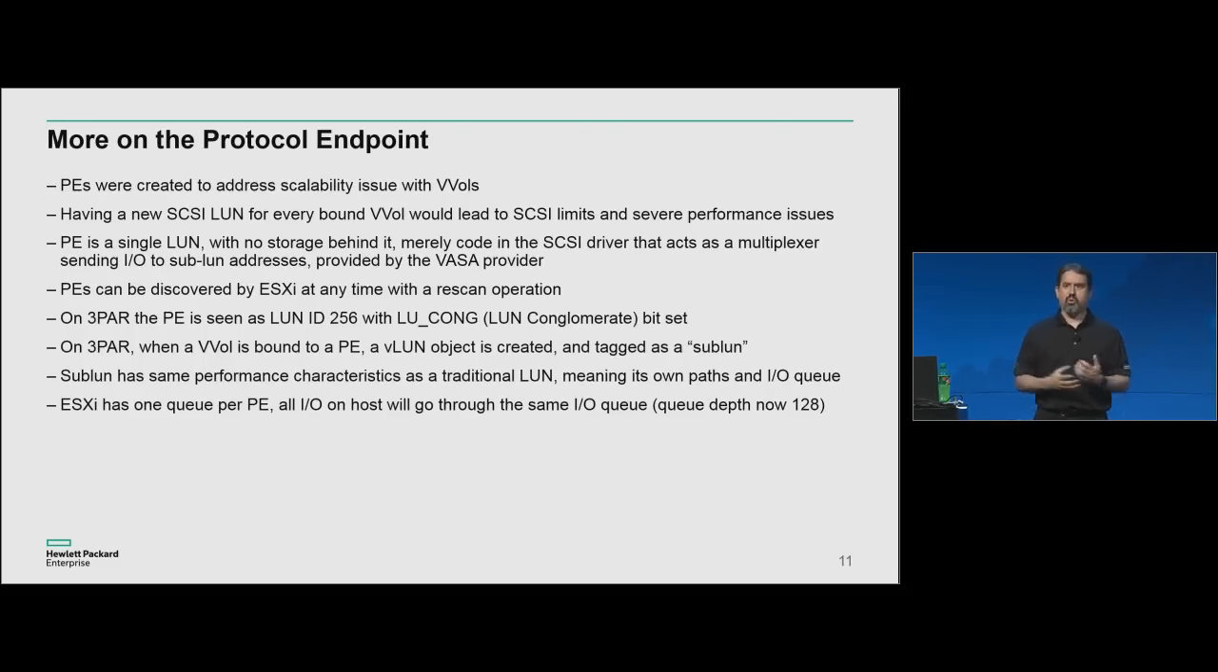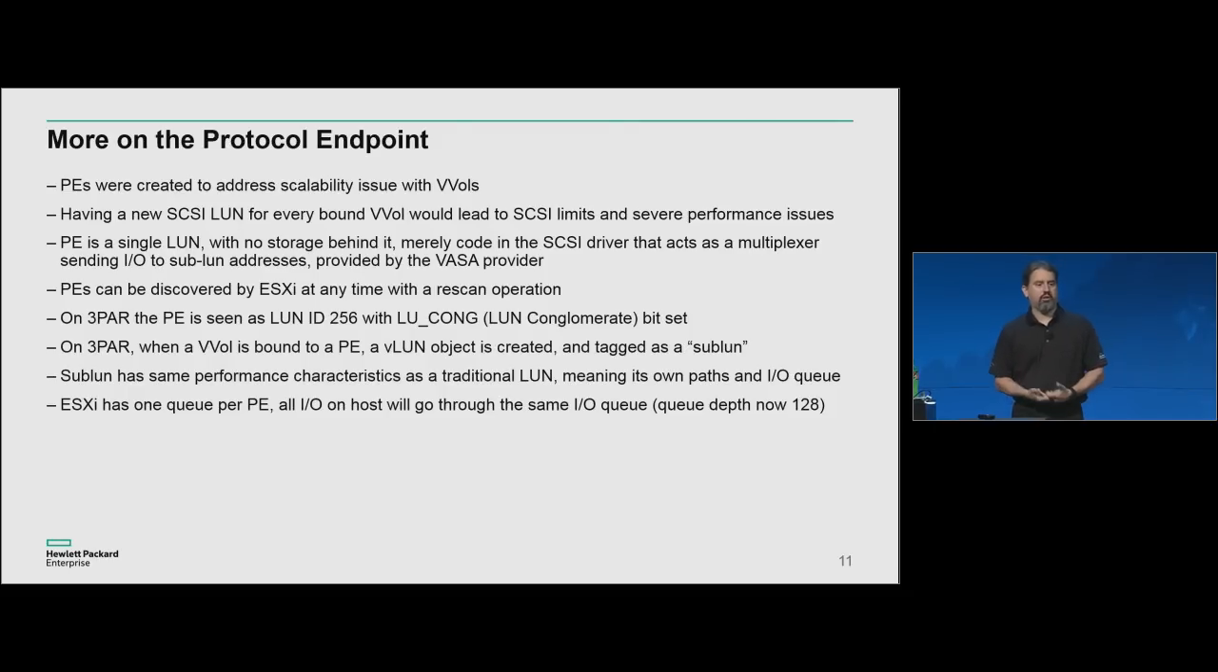So basically the protocol endpoint is a single LUN. It sits in the storage array. There's no storage allocated to that LUN, though; it's a special kind of LUN. It's essentially just code within the storage array. Essentially, it acts as a multiplexer, a proxy. So my host connects to that, and from there, I connect to my sub-LUN. So the connection isn't direct to the sub-LUNs. I'm going through this protocol endpoint to get to those secondary LUNs.